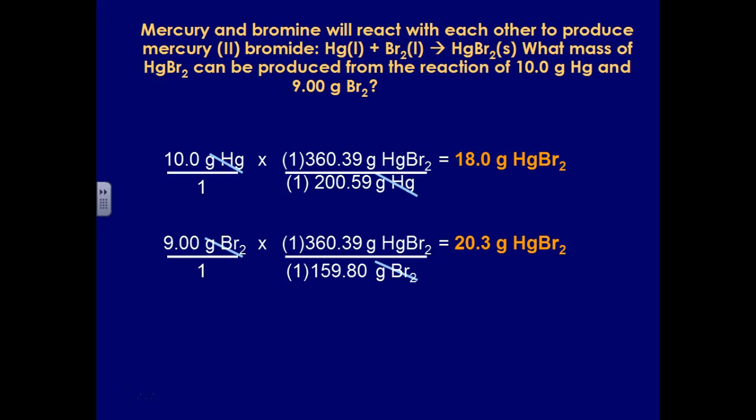So based on this information, the one that we're going to run out of first is mercury. So mercury would be my limiting reactant. The one I will have left over when this is said and done is bromine. So that would be my excess reactant. And the amount of mercury 2-bromide I can actually make would be the 18.0. That would be my theoretical yield. That is the most mercury 2-bromide I should be able to produce if I mix these amounts of reactants together.